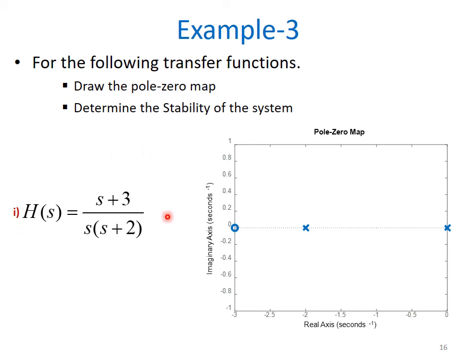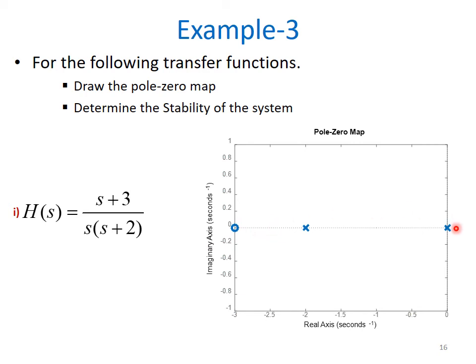Alright, so in part 1 of example number 3, we have the transfer function H(s) equal to (s plus 3) upon s into (s plus 2), which is the denominator. Right. So the roots of the numerator are zeros and it has only one root, which is at -3. Right. So you can see in the pole-zero map we have one zero at -3. Similarly, we have two poles, one at the origin of the S-plane, which is represented by this, and another at -2. Right. So this is the pole-zero map of the system given by this transfer function.